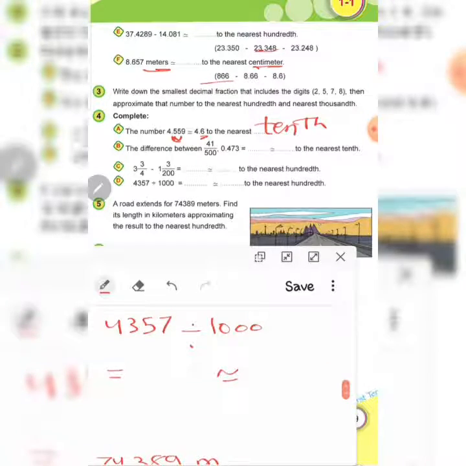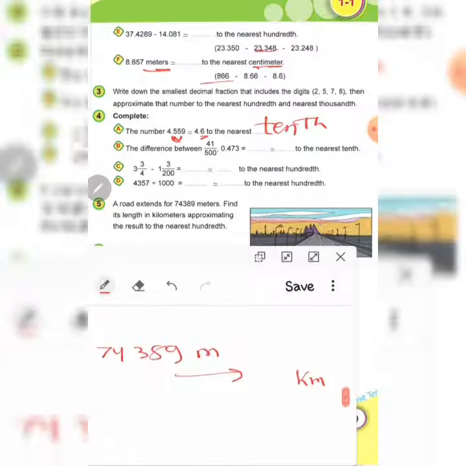The other question, I must divide it by 1000. I put the point here in the first, so I change it and move it 3 times to the left. 1, 2, 3, 4.357, and approximate it to the nearest hundredth. Hundredth is 5, 7 will give 5, it will be 6, 4.36.